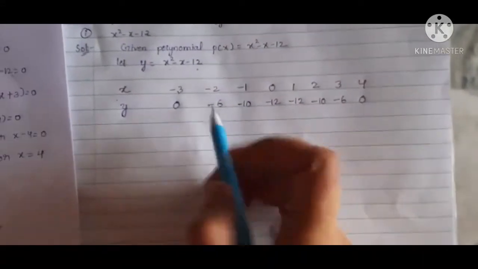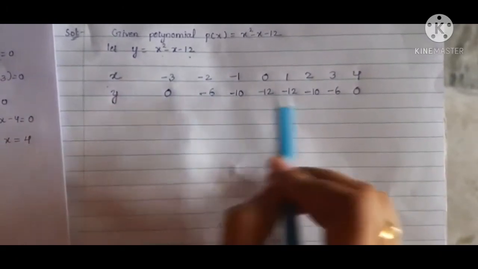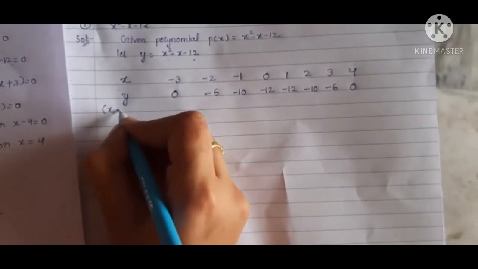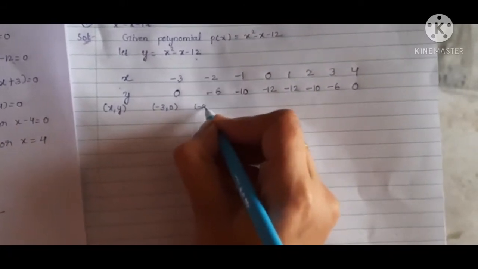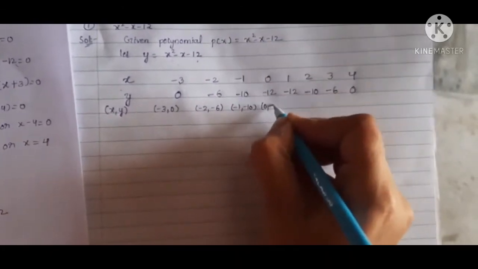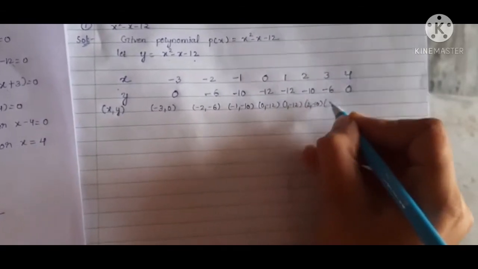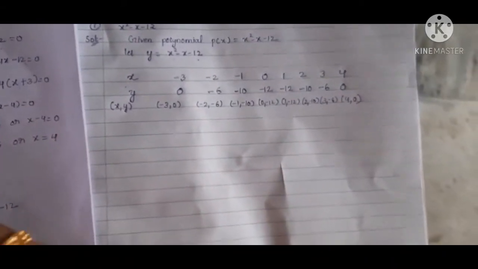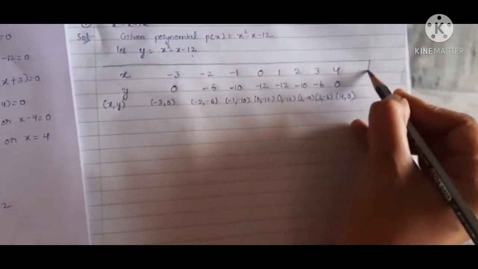So first you have to take the x values. After that you substitute in the polynomial and you will get the y values. Clearly represent these x and y values in the form of ordered pairs. So (x, y) is equals to (minus 3, 0), next (minus 2, minus 6), (minus 1, minus 10), (0, minus 12), (1, minus 12), (2, minus 10), (3, minus 6), (4, 0). Represent these in a box. Draw neatly with a pencil.